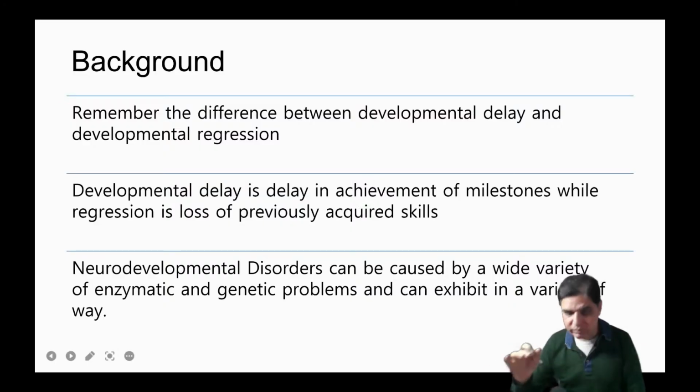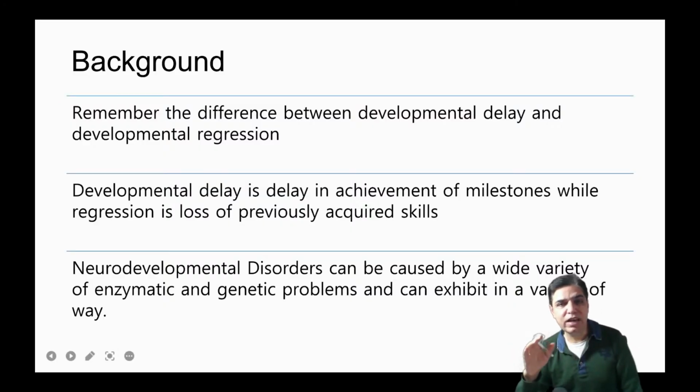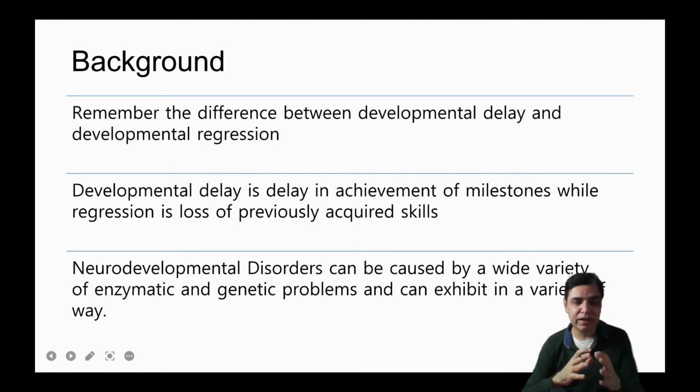Now, moving on, the first thing is that you should understand the difference between a delay and a regression. This is very, very important because many times doctors get confused. They can't actually differentiate between what is a developmental delay and what is a developmental regression, and this is very important because you need to know that you are really dealing with regression.